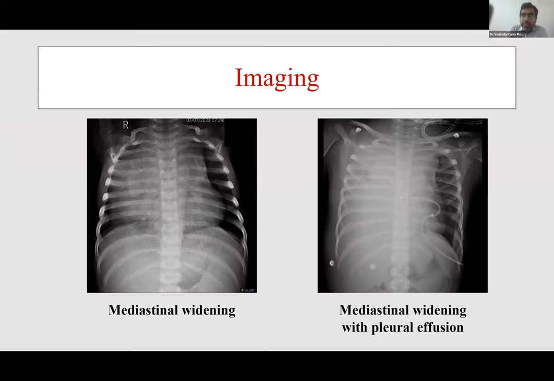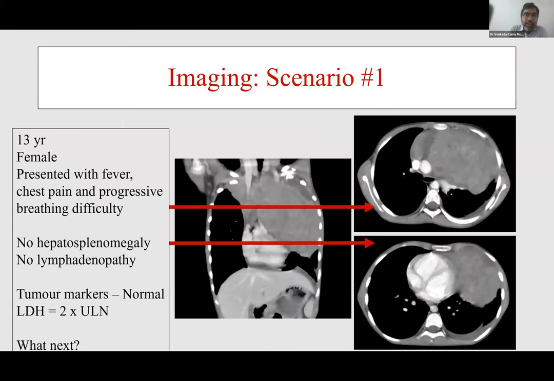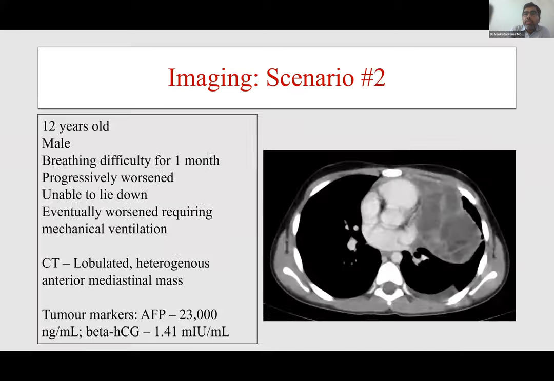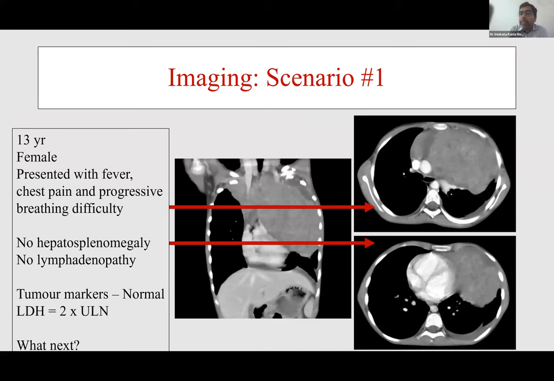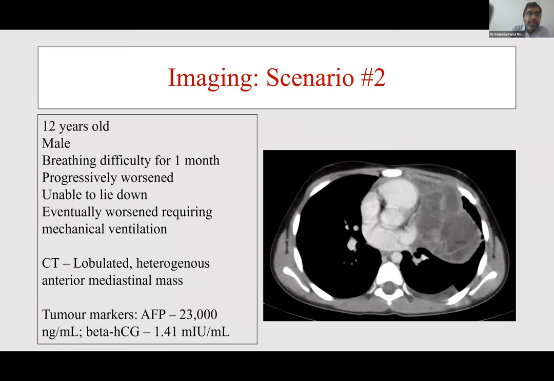I think there would be more images discussed at a later time point. Here we have a 13-year-old child who presented with chest pain and progressive breathing difficulty. Tumor markers were normal, and imaging possibly included lymphoma. So here, if you don't have any peripheral blood which is suggestive, then you would go for a biopsy if there is no other method to establish the diagnosis.